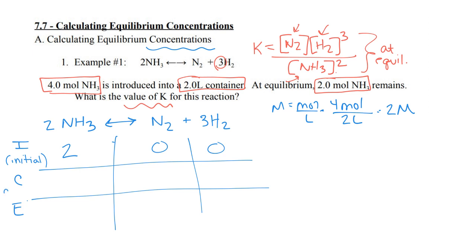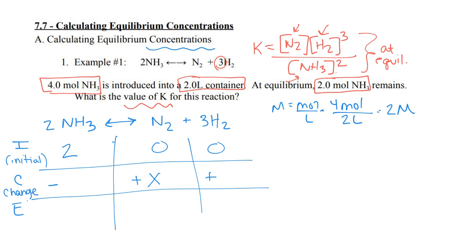Now, C represents change. And change is going to be like how much is going to be used up or how much is going to be produced in the reaction. Now, I know that everything on the left side, my reactants are going to be used up. So this is going to be a negative number. Everything on my product side, those things are going to be produced. And so those are going to be positive numbers. And I don't really know how much that is just yet. So what I'm going to do is I'm going to go ahead and plug them in as X variables. So nitrogen is going to increase by X amount.